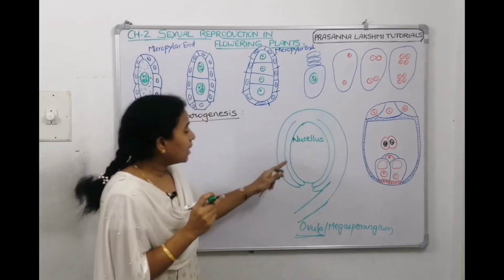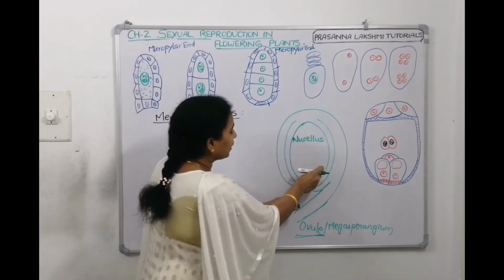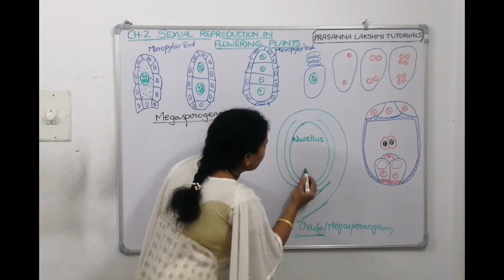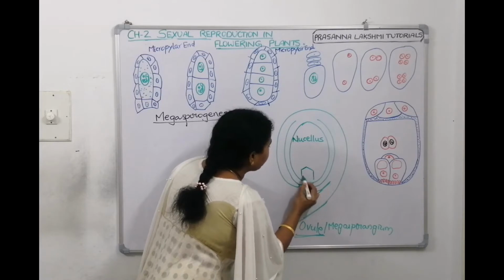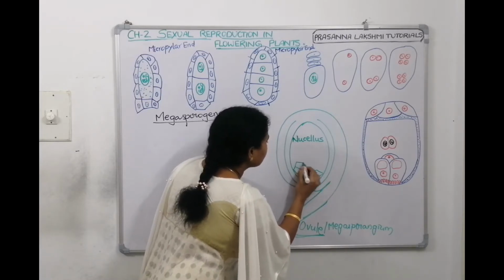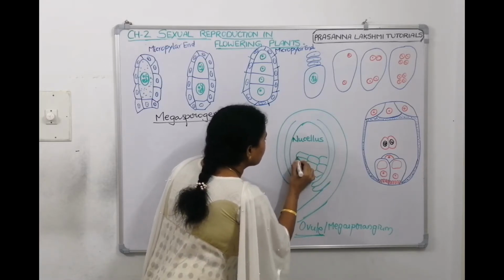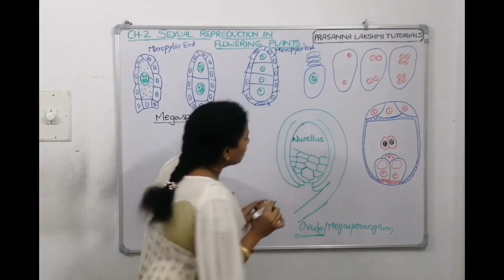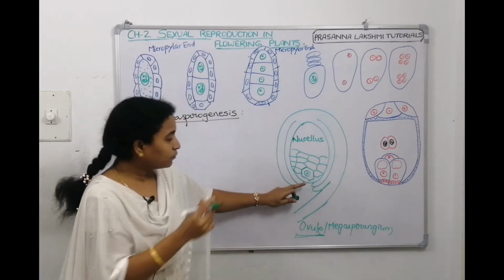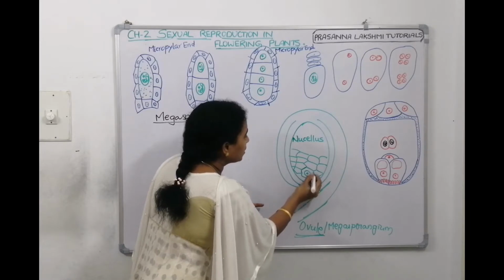Now, one cell of the nucellus, which is hypodermal. Hypo means below, right? One cell of the nucellus, which is at the hypodermal region. This is the cell I am drawing. There are many cells, so let us draw some small cells here. All these are the nucellar cells, okay? We are talking about one cell in the nucellus, which is at the hypodermal region. I am talking about this cell.